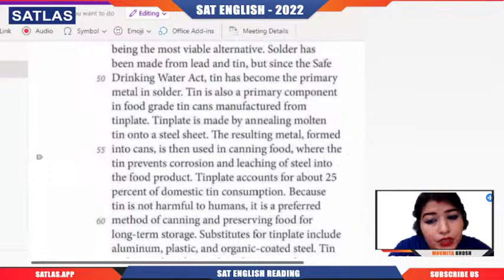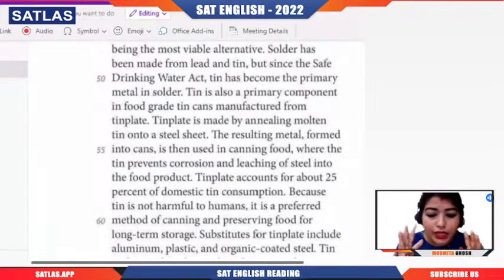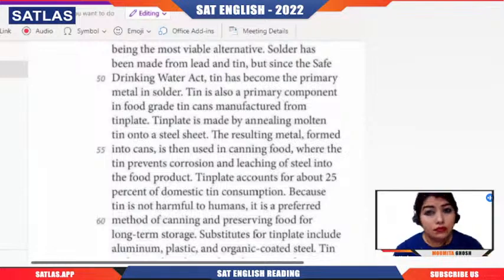The resulting metal is formed into cans and then used in canning food, where the tin prevents corrosion and leaching of steel into the food product, so that the food product is not getting amalgamated or glued to that particular material, which can cause harm to your health. Okay, so it makes one aware of it.